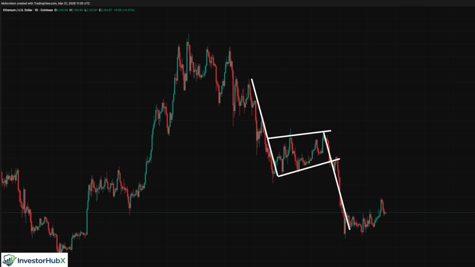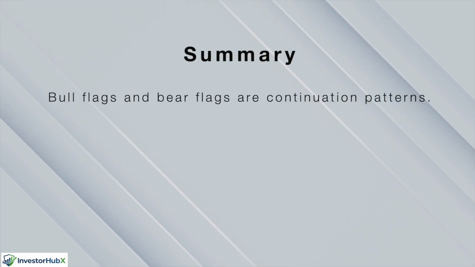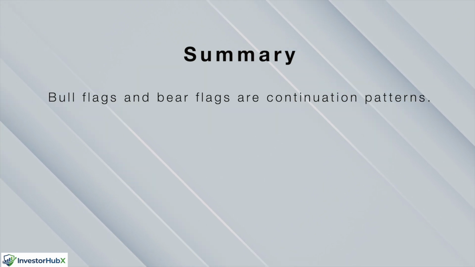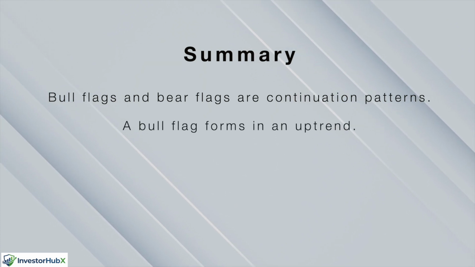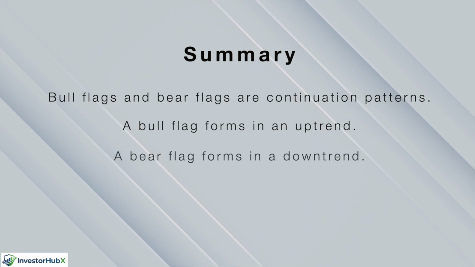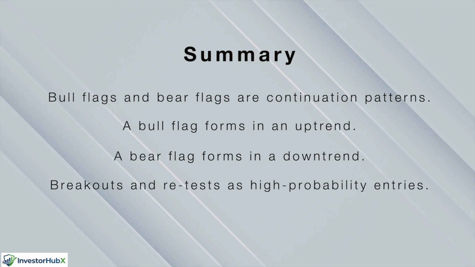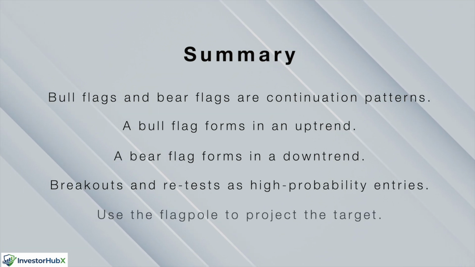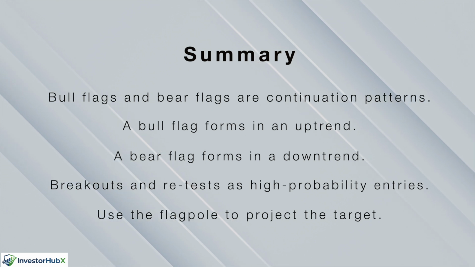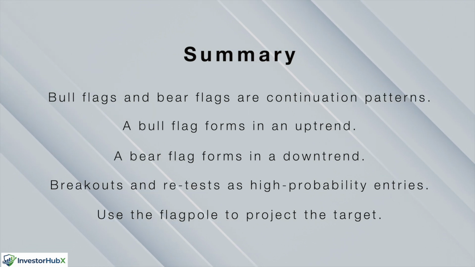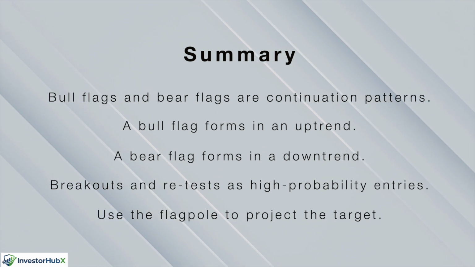Bull flags and bear flags are typical technical analysis patterns. They appear again and again in the market. Once you learn to recognize them, you'll start seeing them everywhere. To summarize, in this lesson, we learned that bull flags and bear flags are continuation patterns. A bull flag forms in an uptrend and breaks higher, while a bear flag forms in a downtrend and breaks lower. We look for breakouts and retests as high probability entries and use the flagpole to project the target.